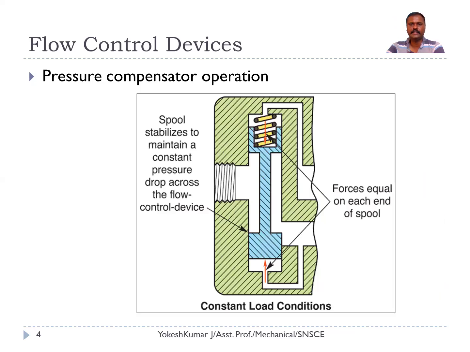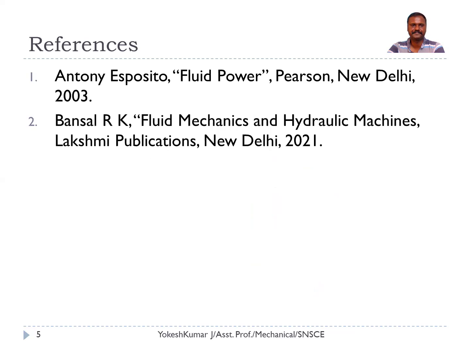When the forces are equal on each side of the spool, the spool stabilizes to maintain a constant pressure drop across the flow control device for constant load applications. When the load varies, there will be unequal force. Accordingly, the spool will move and the area of opening can be adjusted. So this is how the system functions.